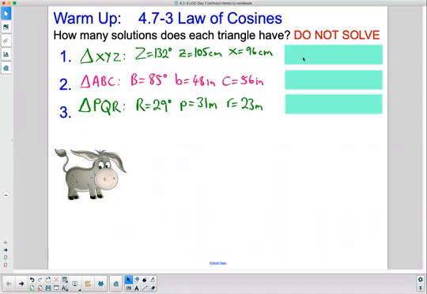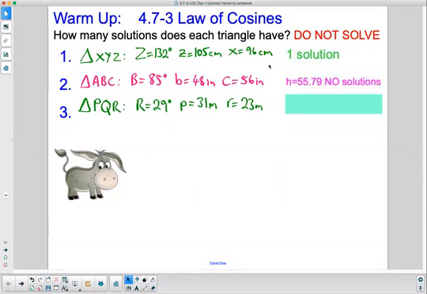So on question number 1, there should have been 1 solution. Question number 2, you'd get no solution at all. And question number 3, you should have got 2 solutions. So let's have a look at these in a little bit more detail.